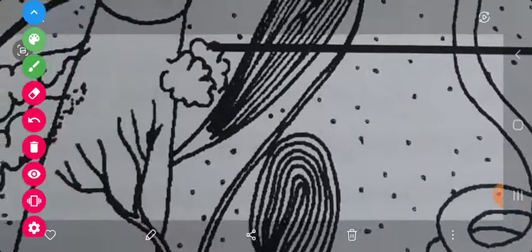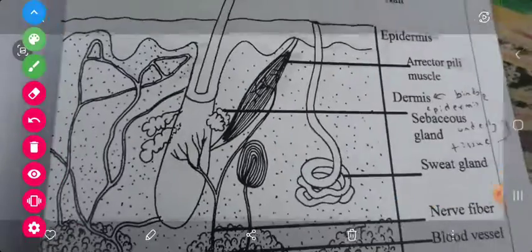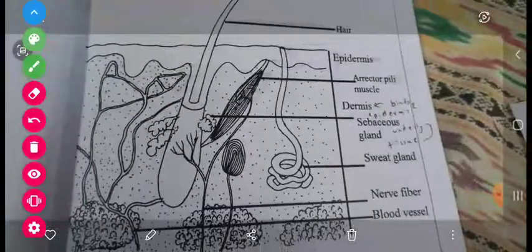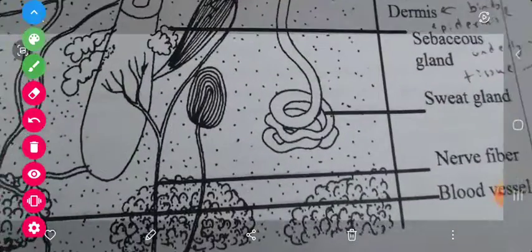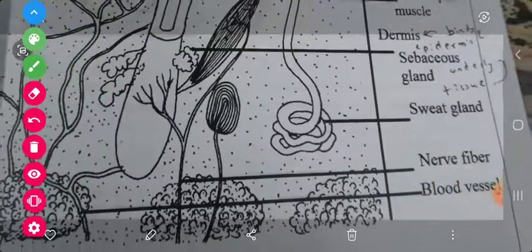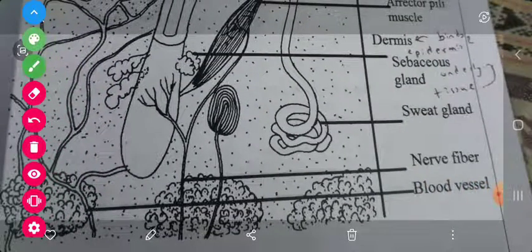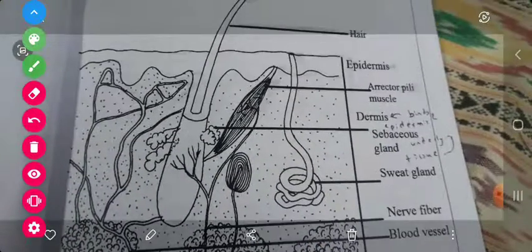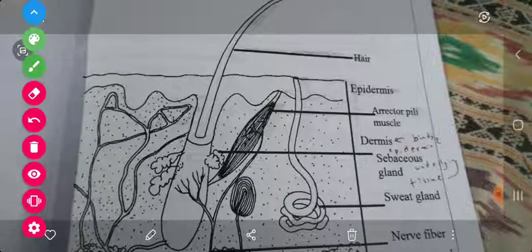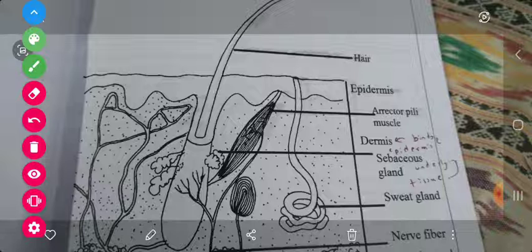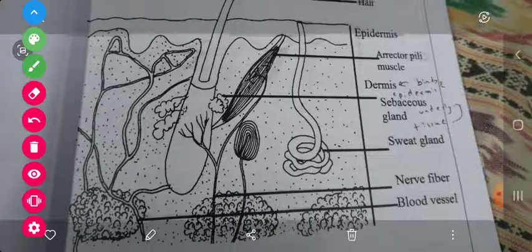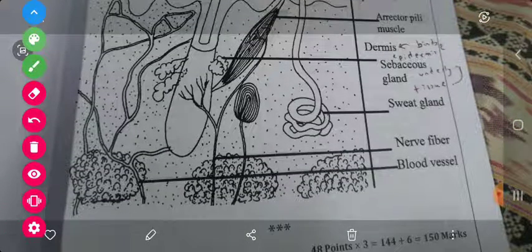You can zoom that and see the sebaceous glands, the sweat glands, the nerve fibers, the blood vessels. Now as a whole, you can see the hair, the epidermis, the arrector pili muscles, the dermis, sebaceous gland, sweat gland, nerve fiber, blood vessels.